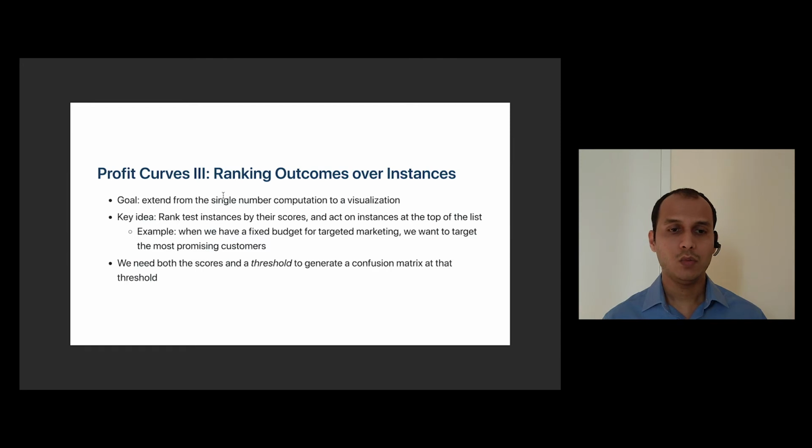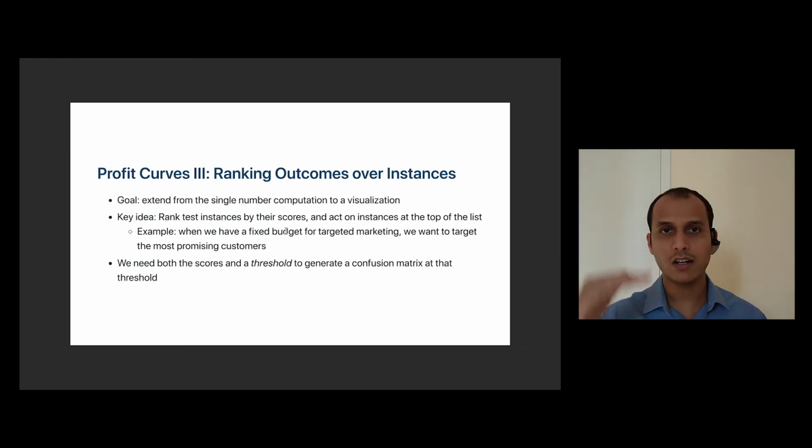Now we want to extend from that single profit number to a visualization, which is called a profit curve. The key idea here is that many classifiers don't just output a binary yes or no, whether they'll buy or not, but also output a score. Maybe 0.9, which means they're highly likely to buy. Maybe 0.1 represents that they're not likely to buy. So let's say we still have our 100 test instances. We look at them as a collection where for each test instance we have a prediction, a number between 0 and 1. This is what I'm calling scores.